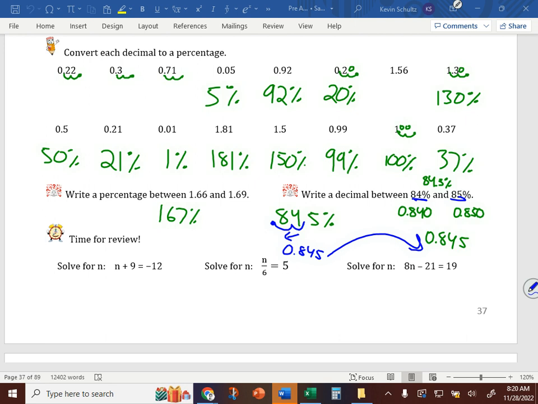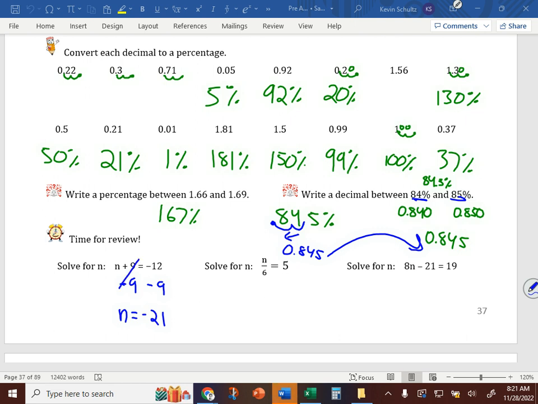The review, solve for n. What number plus 9 is negative 12? Raise your hand if you know. What number plus 9 is negative 12? Mia. Negative 21. Recommended way to solve that, subtract 9 from both sides. Negative 12 minus 9 is a negative 21. If you put negative 3, you went the wrong direction, right? But the reason why we subtract 9 is because it's opposite operations.